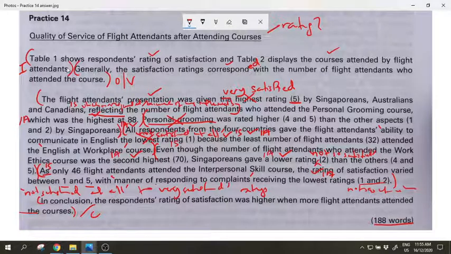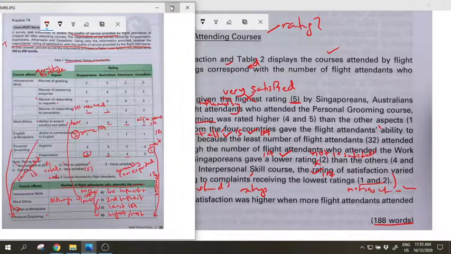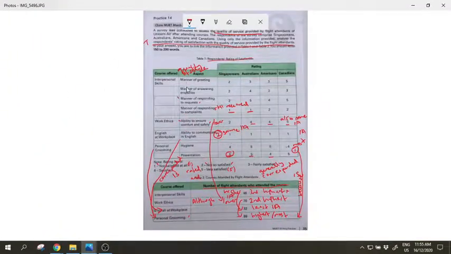Table one will be counted as one word. Table two is counted as one word. All right, all these are counted as one word actually. Everything that is inside here, let me just show you, everything that is inside here is actually counted as one word.